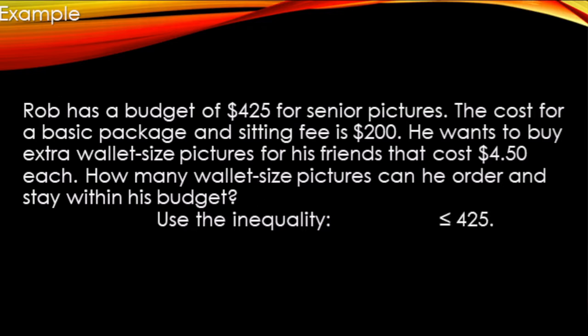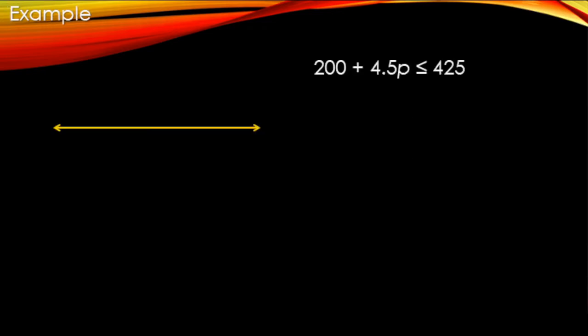So here we go. We know that the total has got to be no more than $425. So less than or equal to $425. $200 just to go in and sit down and get the pictures for Grandma and Grandpa. And then we're going to add to that $4.50 per wallet-size picture. We can use P for pictures, W for wallet size, X because it's the unknown, whatever you want to use there. So now we have our inequality, and now we can go ahead and solve from here.